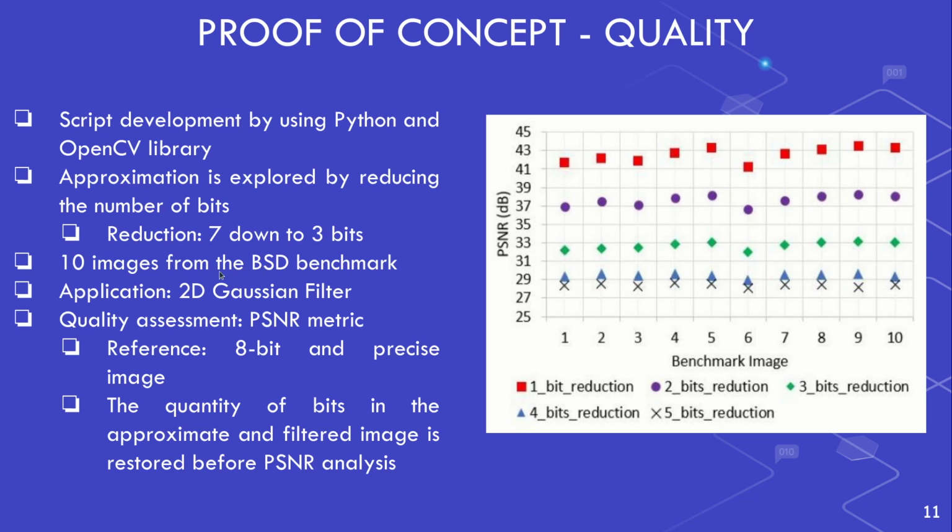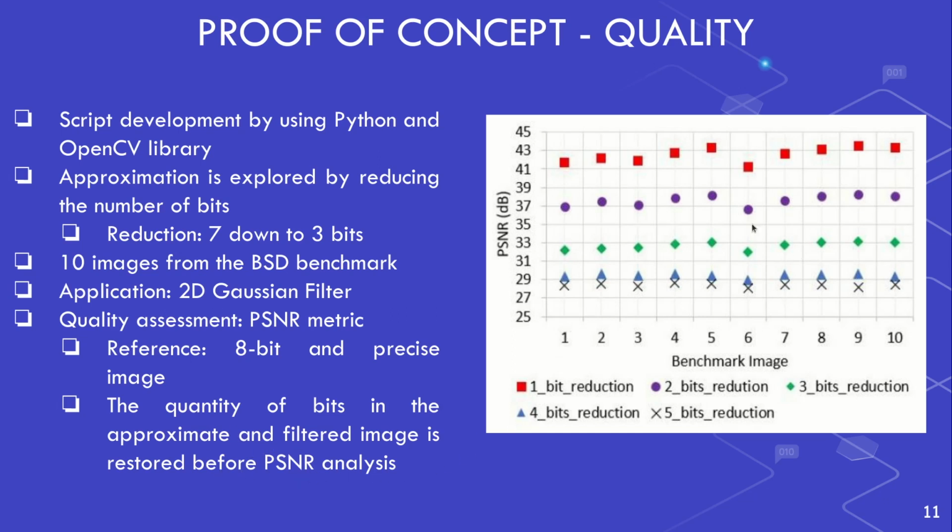As mentioned before, we adopt the 2D Gaussian filter, and to perform quality assessment, we use the PSNR metric, and the reference is the 8-bit precise input image and also the 2D Gaussian filter containing 8 bits. Based on that, for every reduction or approximation in the filter and input images, after the filtering process the resultant image is restored in terms of number of bits, in other words to 8 bits, before PSNR analysis.